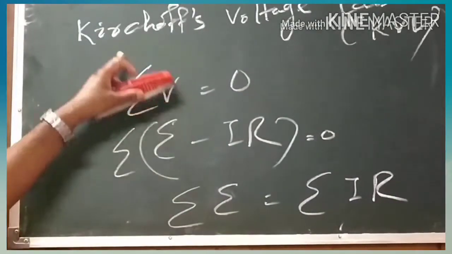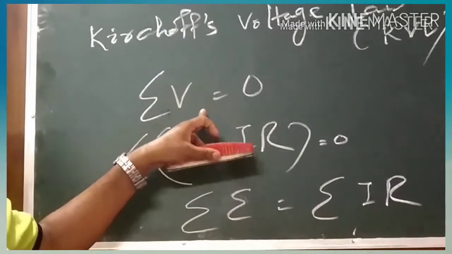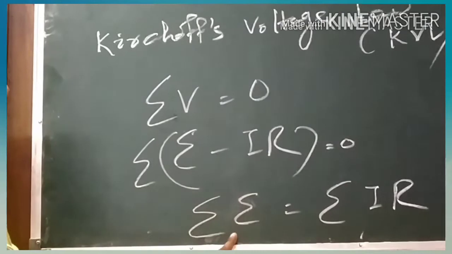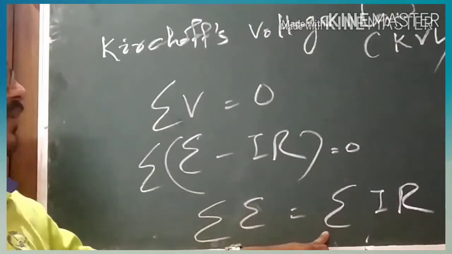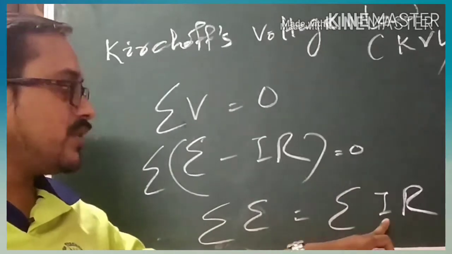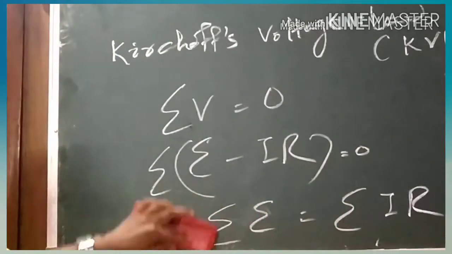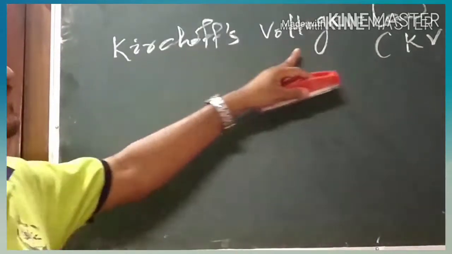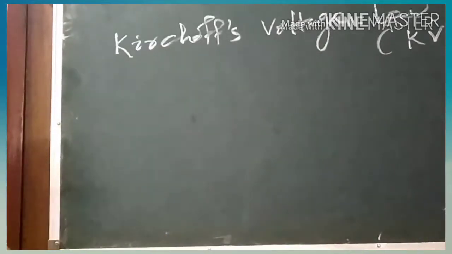That means from Kirchhoff's voltage law we can find that the net potential across a junction is equal to 0, or the algebraic sum of all the EMF is equal to the algebraic sum of the product of the current and the resistance in a closed loop. To discuss Kirchhoff's voltage law, we have to know some important sign conventions.